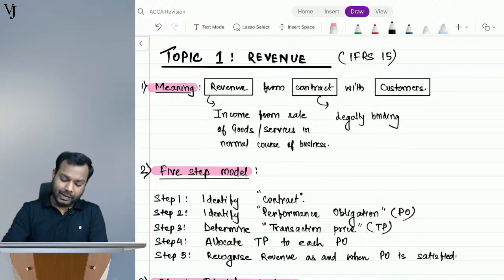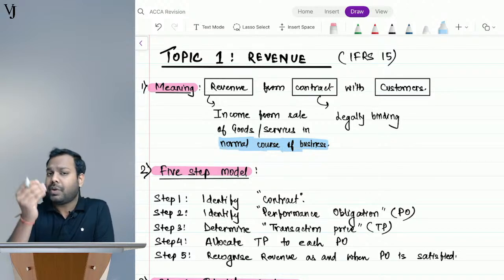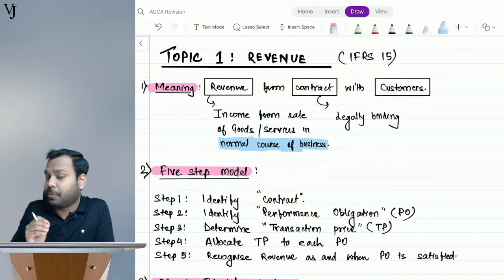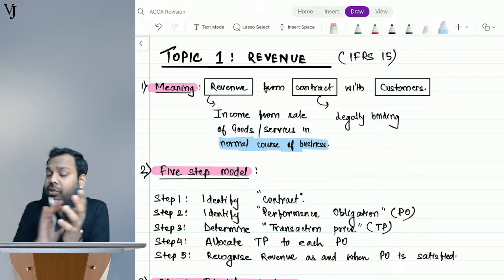Understand, guys, the meaning of revenue is the income from sale of goods or services in the normal course of business, or we can say the ordinary course of activities. So whatever fees I receive from my students is my revenue. If I receive any other income, that is not my revenue.